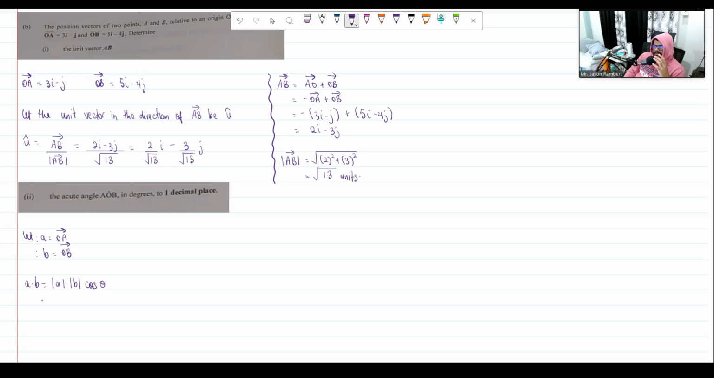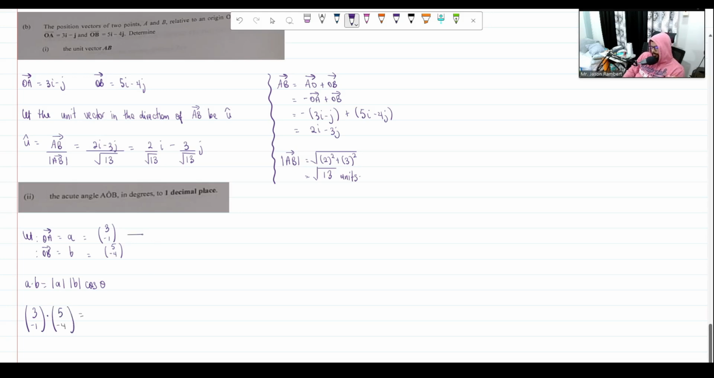I'm going to change the vectors into column vector format, right? So let me just rearrange. Let OA be equal to vector A, and I'm going to let this be equal to (3, -1). Let OB be vector B, and I'm letting this be equal to (5, -4). 3, -1, nice, good. So A dot B is going to be (3, -1) dotted with (5, -4).